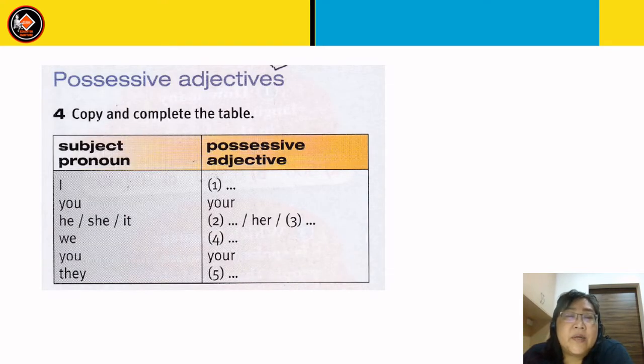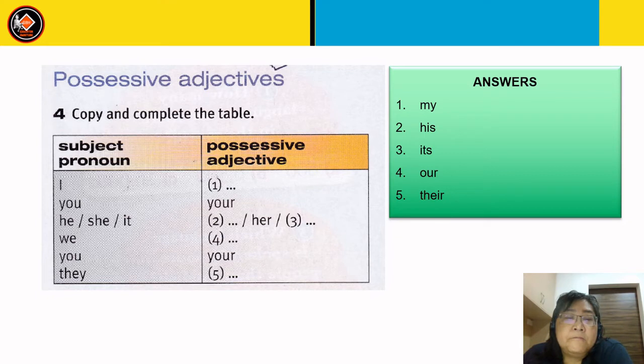Now the next grammar item is possessive adjectives. So here you have subject pronouns like I, you, he, she, it, we, they, and then the possessive adjectives. So copy and complete the table. I, the possessive adjective is my. You, the possessive adjective is your.